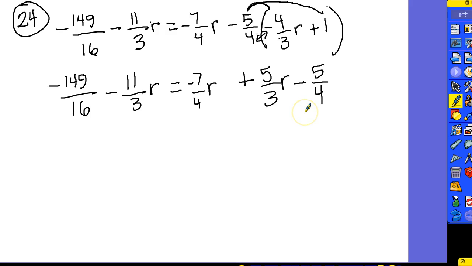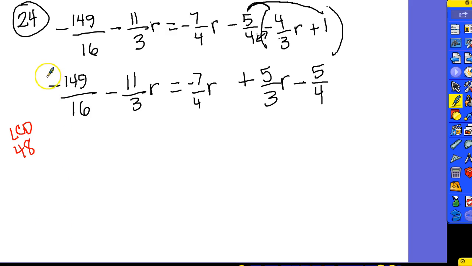Good eye. Okay, so we've distributed. Now it's time for our least common denominator. Again, I'm looking to my largest denominator and thinking, can I make 3 and 4 both 16? No. So I'm going to count by 16s. The next one would be 32. I don't think I can make a 3 a 32. How about 48? Well, 3 times 4 is 12, and 12 goes into 48, so it'll work. So I'm going to go with 48.